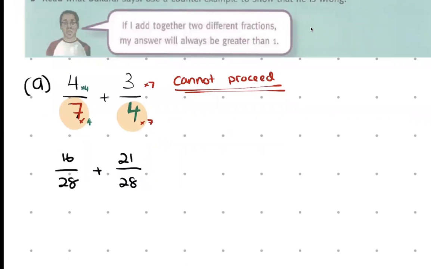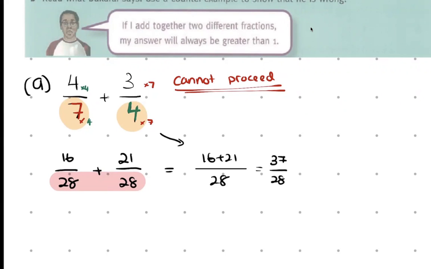When this happens, the denominators are the same. If you don't like to write this line, you can immediately go here: 16 plus 21 over 28. They are the same thing. Because the denominators are the same, I can just join them together. This is the same grouping, then we just do it and continue. We get 37 over 28.